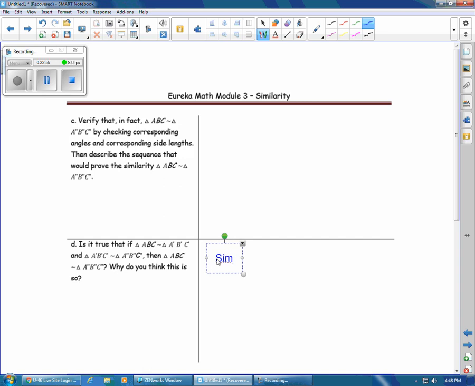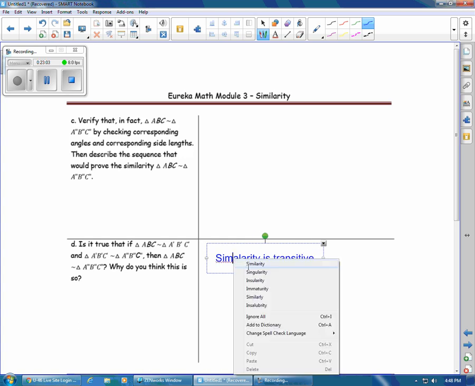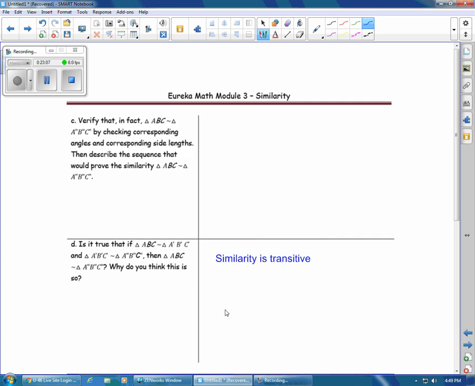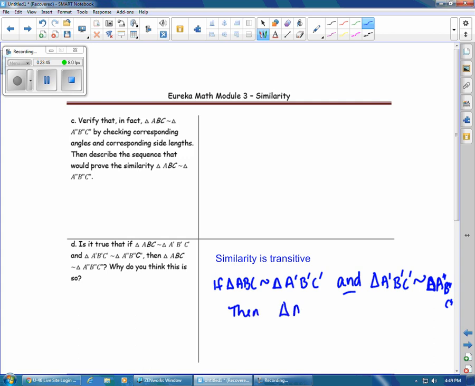Okay. Similarity is transitive. What that means is if, and I'm going to just use the pen because I'm struggling, if triangle ABC is similar to triangle A prime, B prime, C prime, and triangle A prime, B prime, C prime is similar to triangle A double prime, B double prime, C double prime, then triangle ABC is also similar to triangle A double prime, B double prime, C double prime.